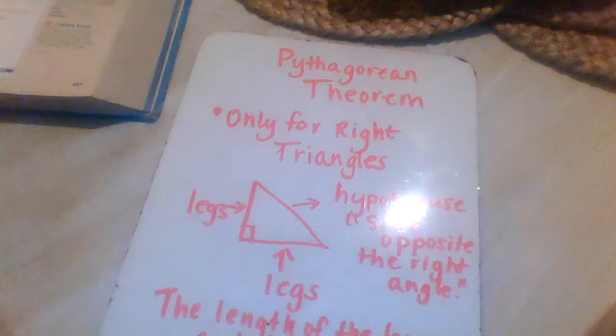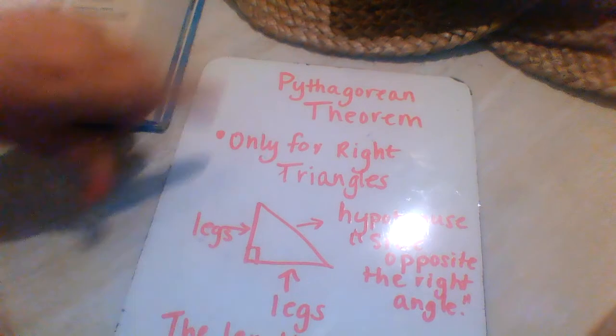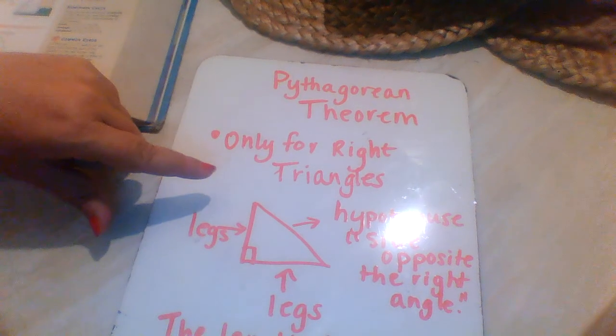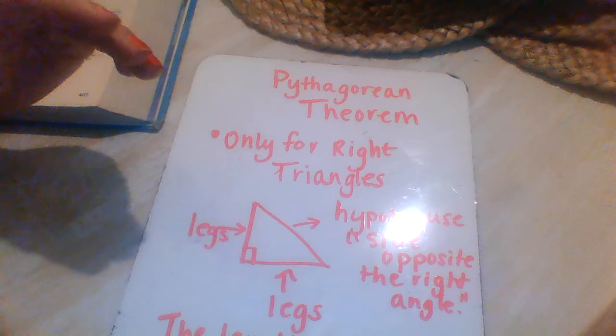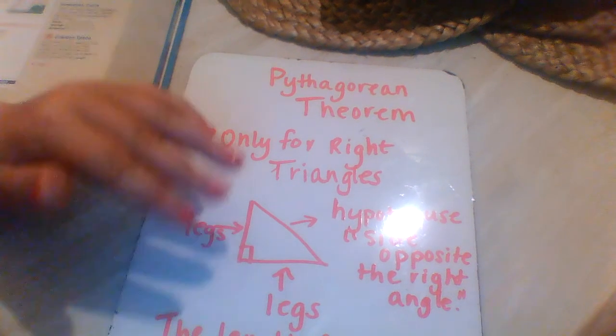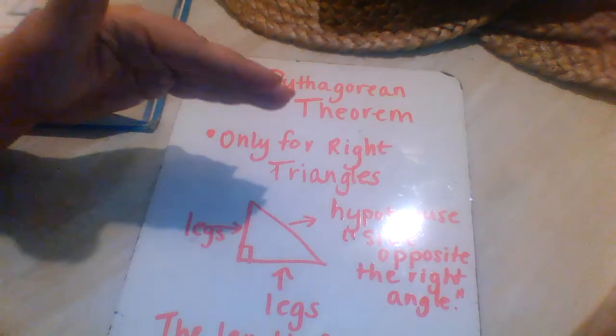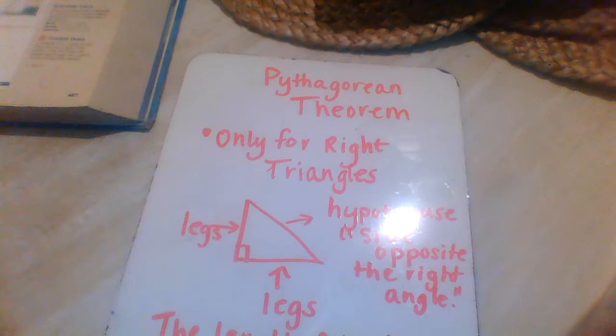Okay, there we go. So the Pythagorean theorem is only for right triangles. That is really important. It will not work with other types of triangles, isosceles, or any other triangles. It's only for a right triangle, okay?